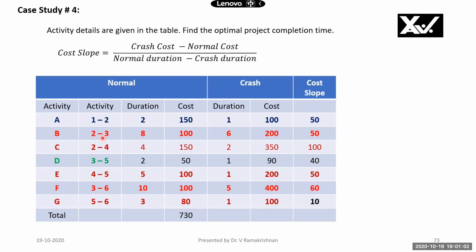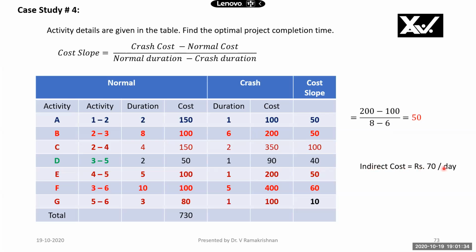Activities are given in alphabets. Activity durations are given using events or nodes. Activity 1, 2 is represented by node 1 and node 2. Node 1 is the starting node. Node 2 is the ending node. The normal cost and normal duration are given. Crash duration and crash cost are also given. Cost slope is found out as usual. We know sample calculations are given here for activity B. See, 200 minus 100 is 100 and 8 minus 6 is 2. Therefore, slope is 50 here for this activity B.